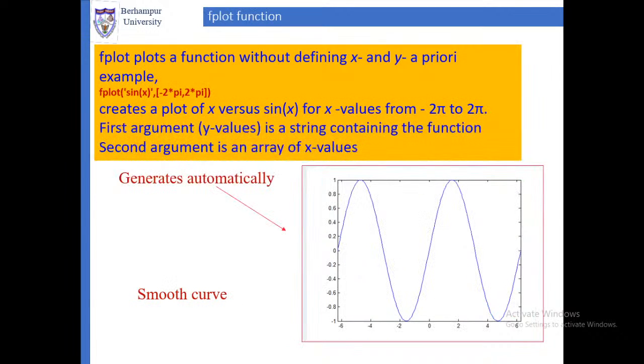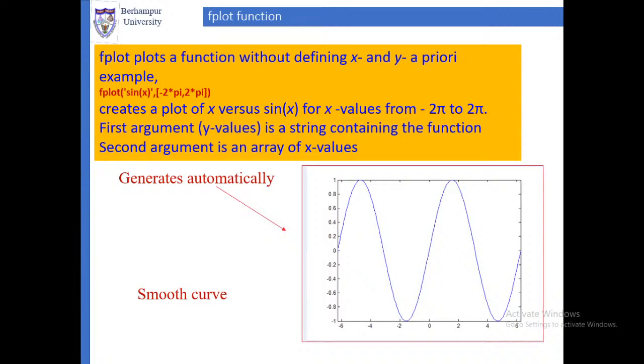Now the fplot function. Fplot actually plots without defining x and y a priori. So beforehand you are not required to define x and y. Straight away you can use the fplot function. For example, fplot sin x, comma, and the range is minus 2 pi to 2 pi. That will create a plot of x versus sin x for x values from minus 2 pi to plus 2 pi. The first argument is always the y value, a string which contains the function. The second argument is an array of x values.